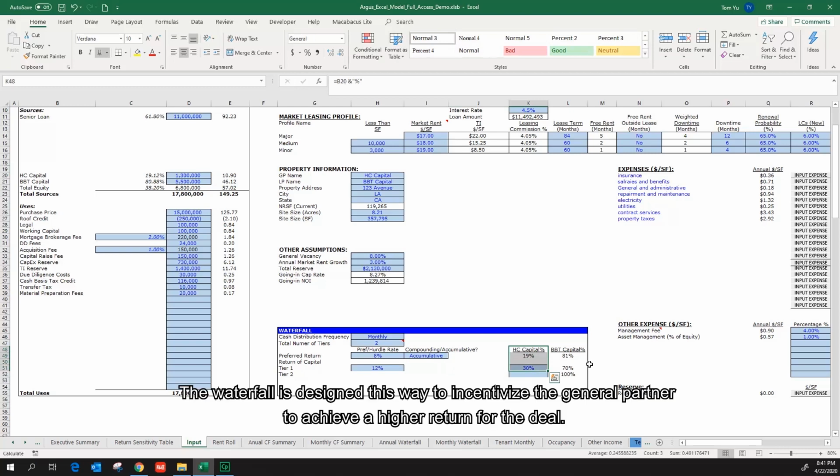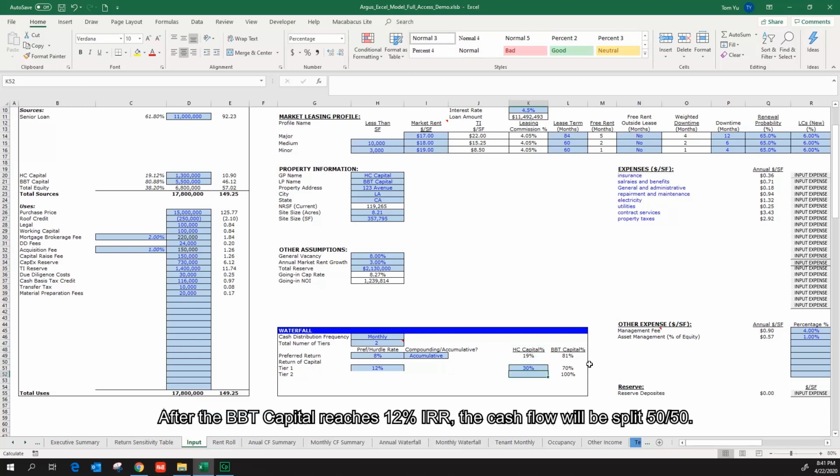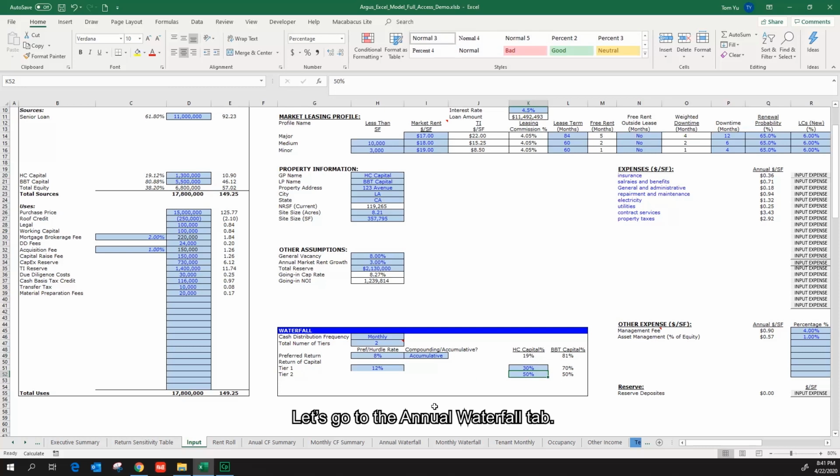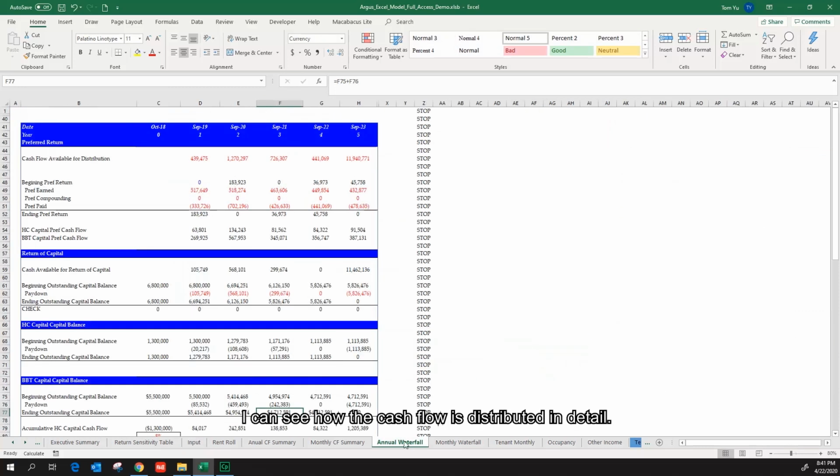The waterfall is designed this way to incentivize the general partner to achieve a higher return for the deal. After BBT Capital reaches 12% IRR, the cash flow will be split 50-50. Let's go to the Annual Waterfall tab. I can see how the cash flow is distributed in detail.